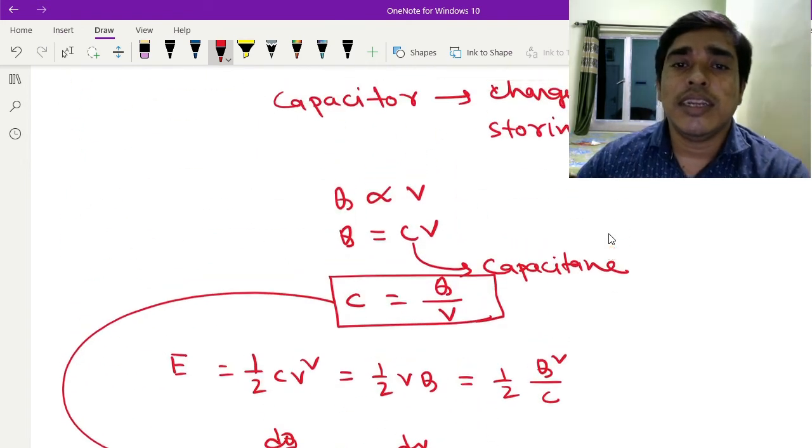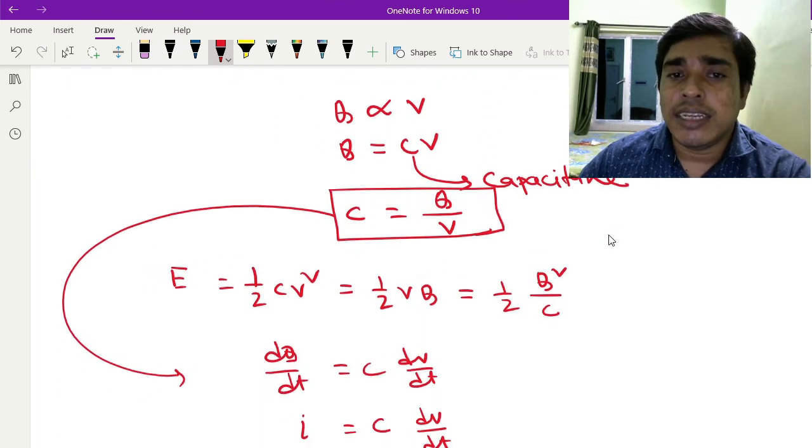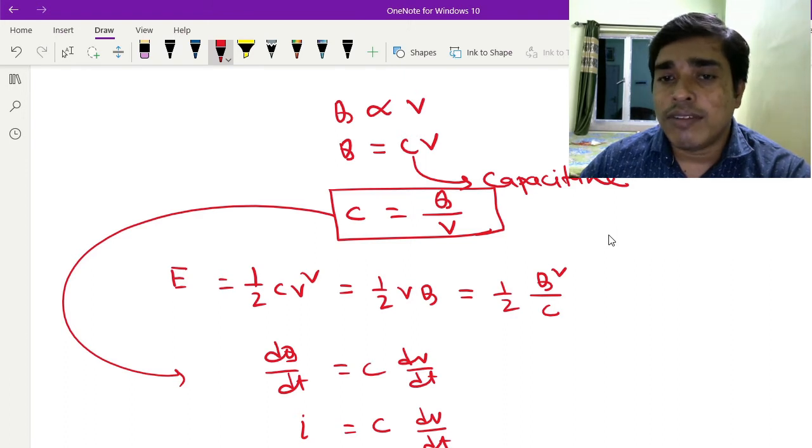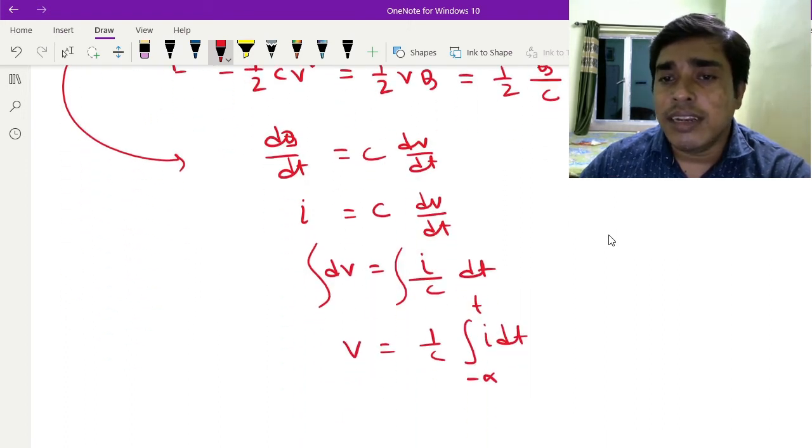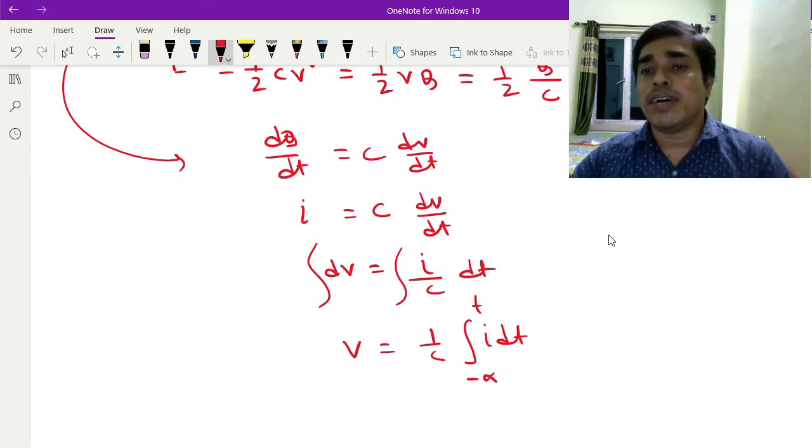So the energy stored by the capacitor is half CV squared, or half VQ, or half Q squared by C, and the voltage and current relationship is also V equals 1 by C integral of I dt.